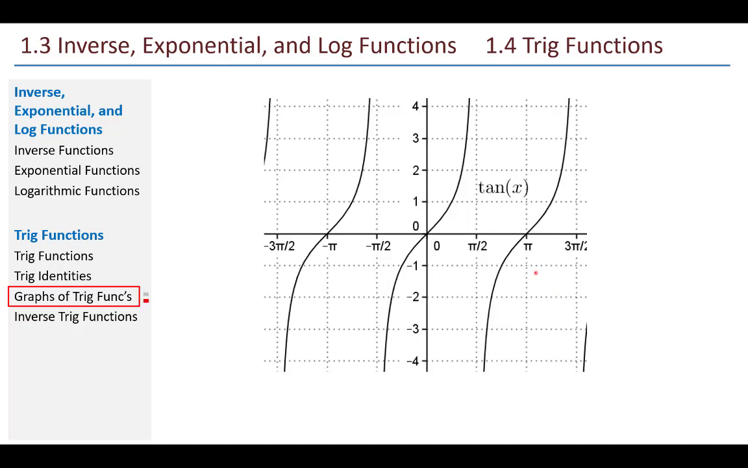Tangent has an interesting graph that it's broken up as a bunch of different pieces. It's not continuous. Oh, and one other thing that's interesting about tangent is that it has a period of pi. See, let's say we start at 0, and we go up, and it disappears, and we come up from the bottom, and we get to pi, and then it repeats. So this function repeats every pi. So sine and cosine have a period of 2 pi, but tangent has a period of pi.